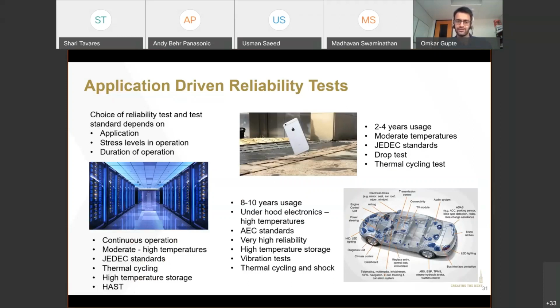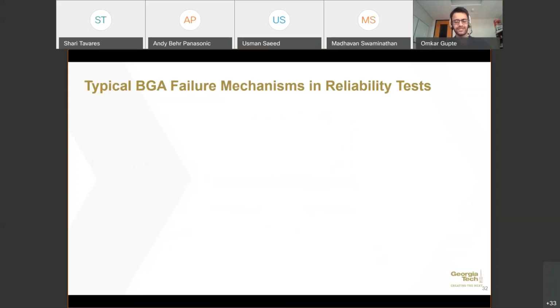Whereas automotive electronics are used for a longer term, like 8 to 10 years. Electronics under the hood can reach very high temperatures, and hence they have different standards set by the AEC, or Automotive Electronics Council, and need exceptional reliability, because we can't afford electronics in a car to fail when it's going at 70 miles an hour on an interstate. So very high reliability is expected, and hence different tests like high temperature storage, thermal cycling, thermal shock, and vibration tests are all performed on automotive electronics.